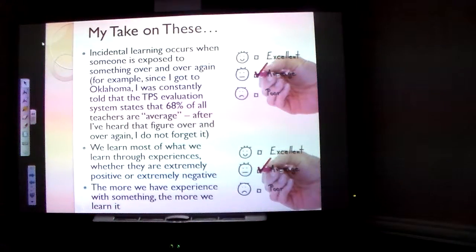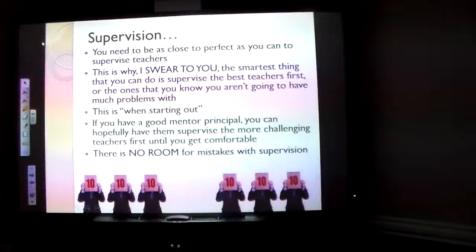We're going to learn most of what we learn through experiences, whether they're positive or negative, and the more we experience something, the more we're going to remember it, and the more we're going to do what we need to do with it.